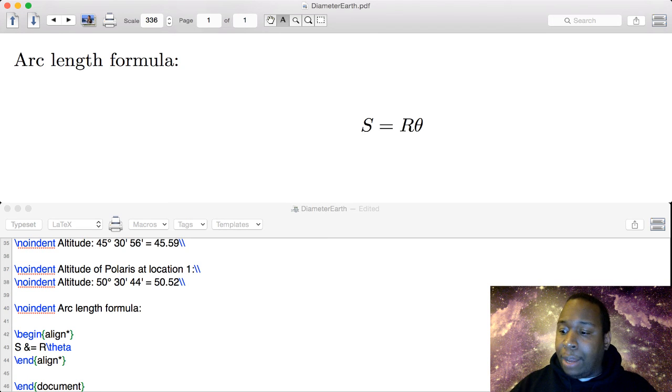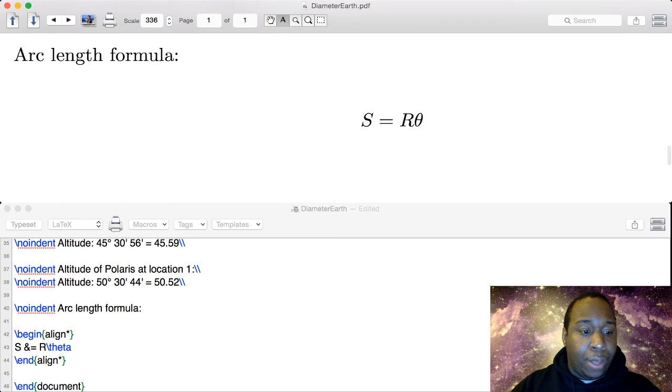But what we're going to end up doing now instead is take the fact that we know the arc length, which is the distance between the 2 points, and taking into consideration that there's going to be an angular difference in our calculation to the angle to Polaris. That angular difference is due to the fact that the Earth is curved.